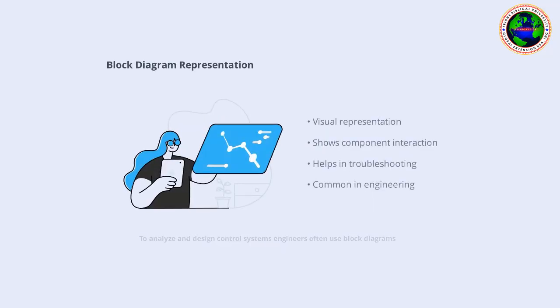To analyze and design control systems, engineers often use block diagrams. A block diagram is a visual representation that shows how each component interacts. Blocks represent the components: sensor, controller, actuator, and plant, and arrows indicate the flow of information and signals. This makes it easier to understand and troubleshoot complex systems.